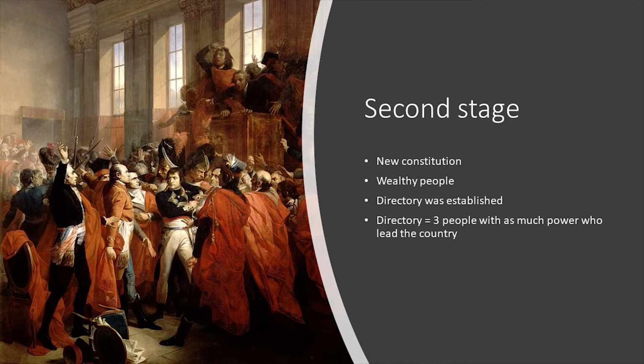The second stage took place from 1795 till 1799, after the Terror. The revolution pulled back a bit and another new constitution was put into place, this one giving a lot more power to the wealthy people. In order to balance power and avoid the dictatorship of one man or one group, the Directory was established.